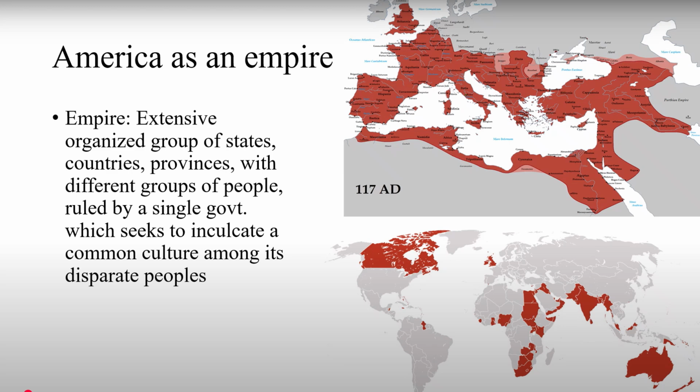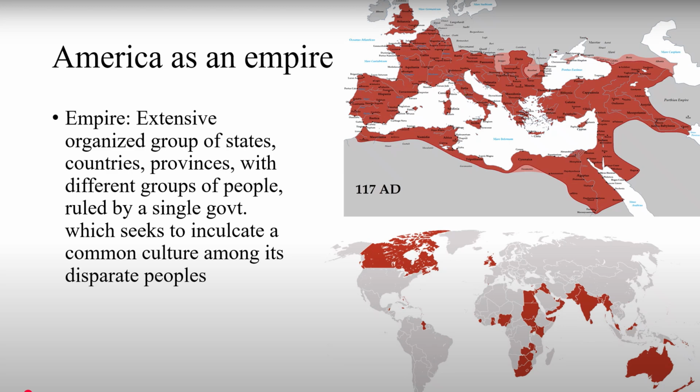To begin, I want to talk about the United States as an empire. I'll begin by giving you a definition of an empire. An empire is an extensive, organized group of states, countries, and provinces with different groups of people, ruled by a single government, which really seeks to inculcate a common culture amongst its disparate people. So it's a multi-ethnic country or state spread over a large territory, and there has to be a common government and a common culture.